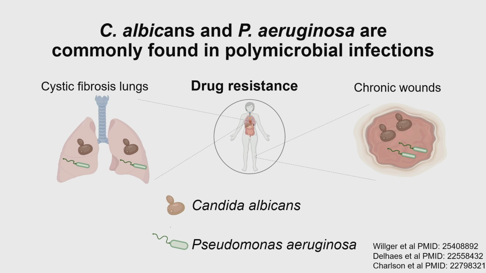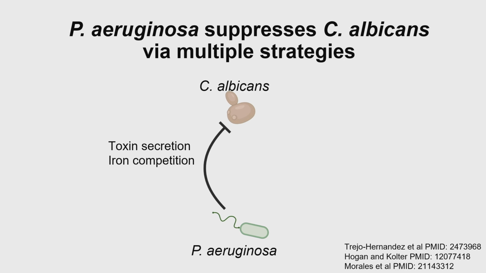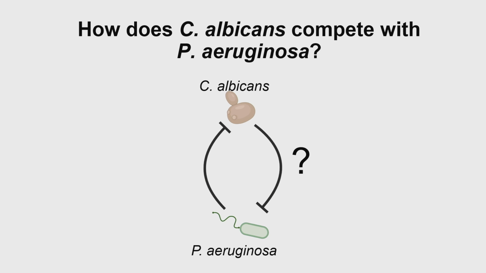In the past, a lot of study has focused on how Pseudomonas interact with Candida albicans. And we know that the bacterium has a lot of strategies to suppress the growth of the fungus. However, there's one question we actually do not know, which is if these two species can coexist, how does the fungi compete with the bacterium in this context?